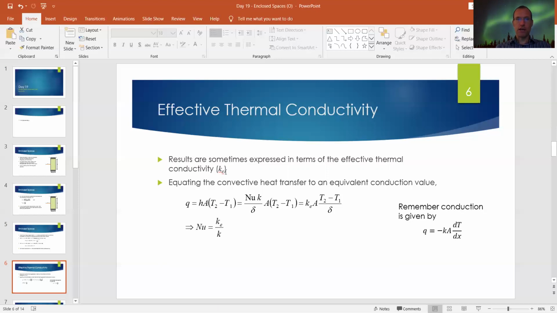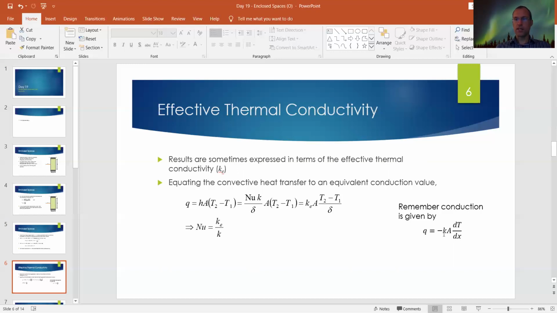So the way we're going to do that is start off with our convection equation, HA times the delta T, T2 minus T1. Replace H by its usual coefficient, Nusselt number times K over delta. Then I want to transform this equation into the actual conduction equation. The conduction equation, remember, Q = KA times the temperature difference over a distance. So this delta could be my distance, and the temperature difference is again my temperature difference. I still have an area, that's fine.